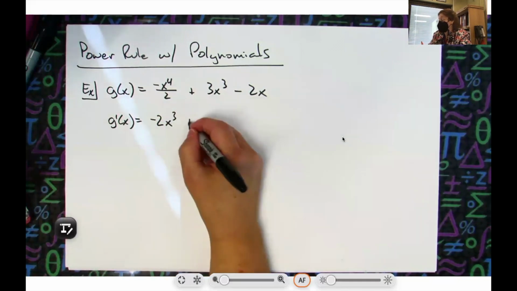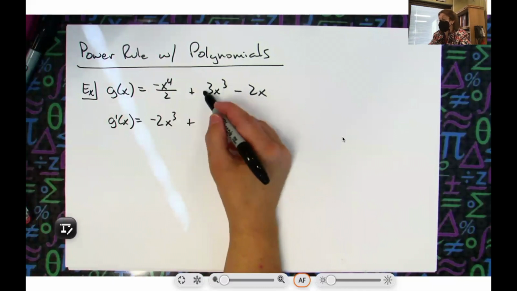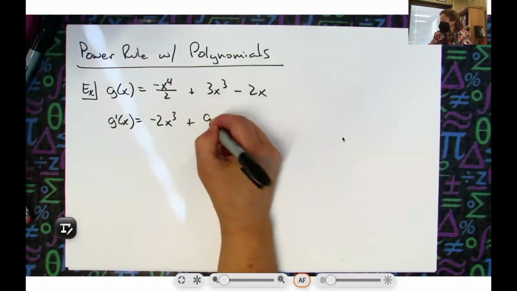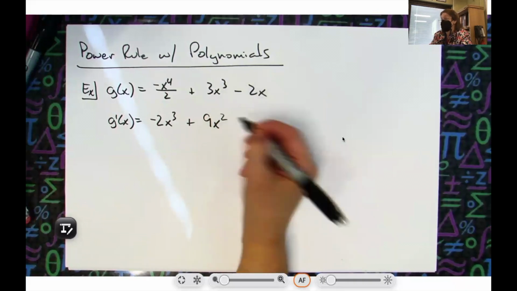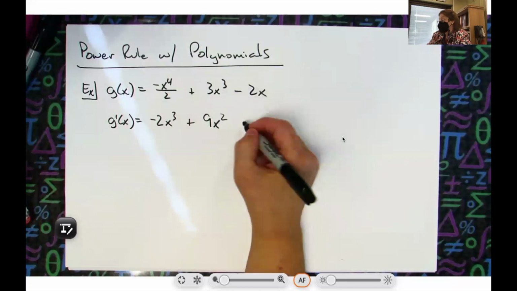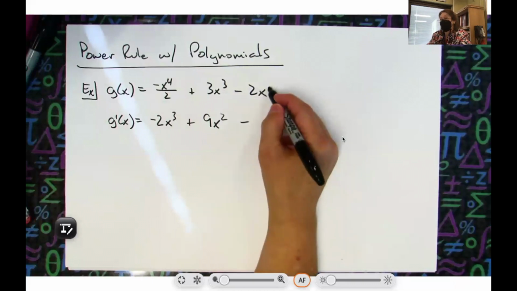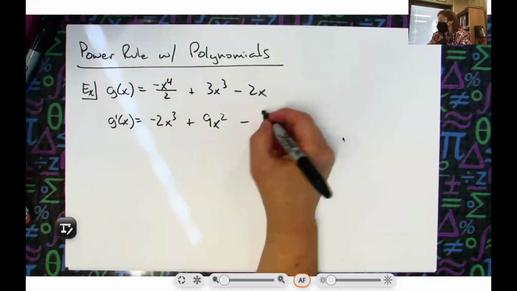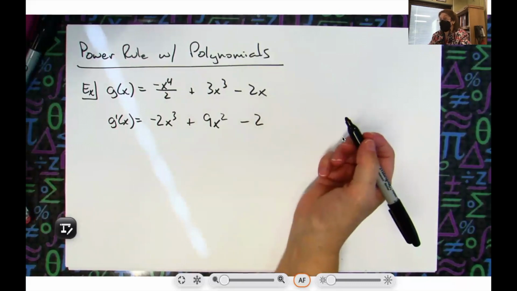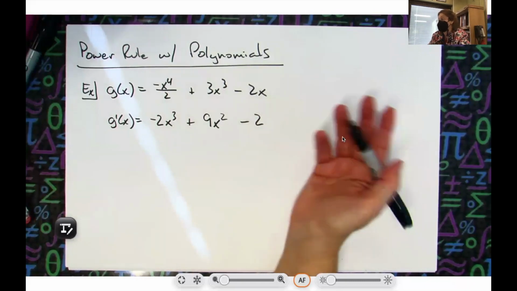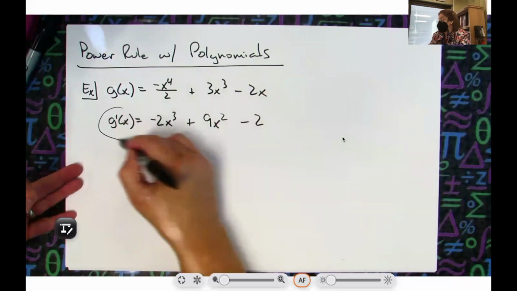All right, now do it here. Pull the 3 down in front. 3 times 3 is 9. x to the 3 subtract 1, squared. There's an imaginary 1 right there. 1 times 2, 2. x to the 0, and I'm not going to write it. So it's the same thing, polynomial. You're just doing it of each individual term.